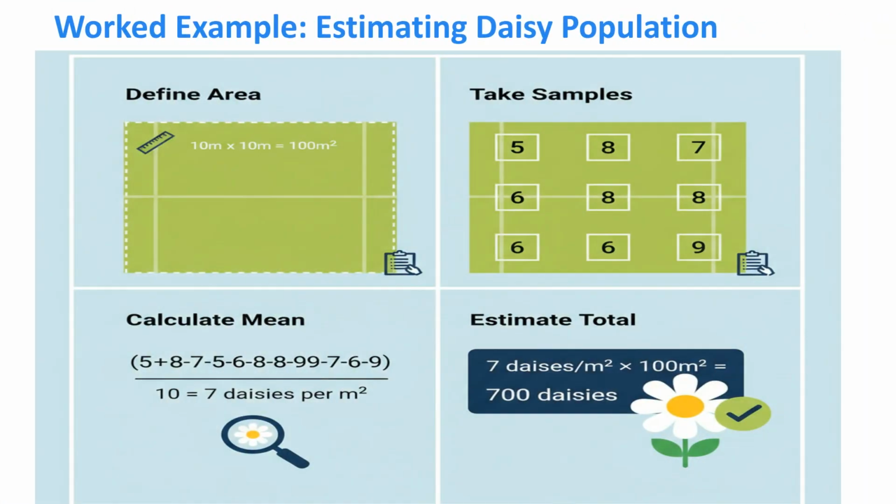Here is a worked example for estimating a daisy population. We define the area, take random samples, calculate the mean number of daisies per square meter, and then estimate the total population.